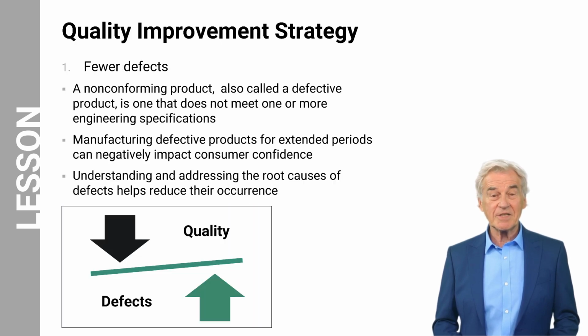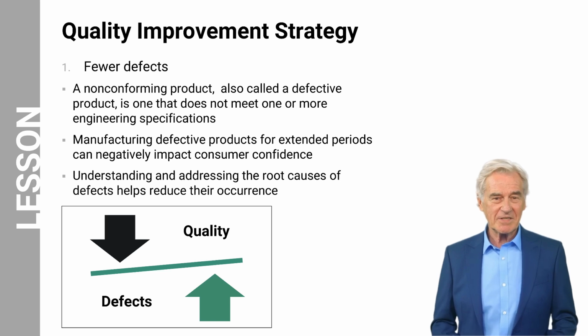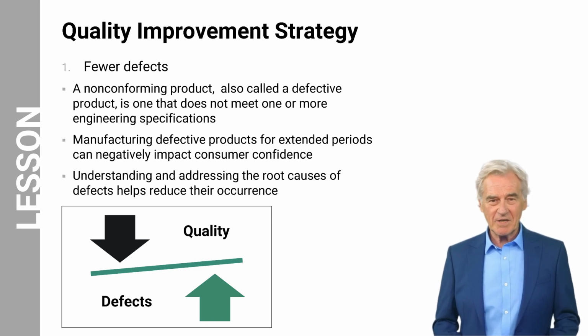A non-conforming or defective product is one that does not meet one or more engineering specifications. Such products are not necessarily unusable or unsafe. However, the longer a defective product is manufactured, the more likely consumer confidence in it will be affected. By understanding and resolving the causes of defects, their numbers can be reduced. Doing so will also increase the productivity of the company and improve customer satisfaction.